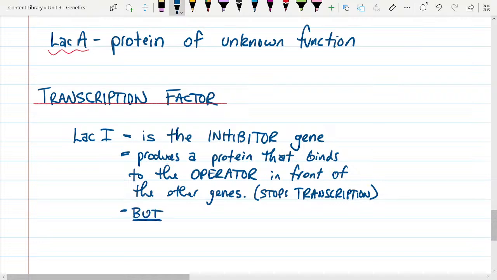But it will be attracted to lactose and leave the operator region, i.e. leave the operator region.